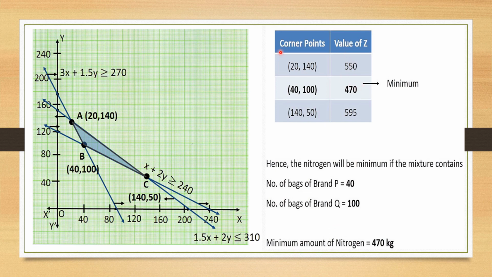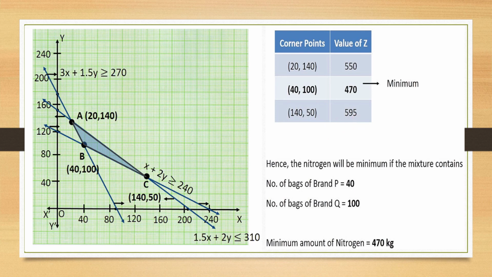Dear students, please pay attention to this table, as in question number 9 we need to maximize the amount of nitrogen for the same question. So from this table we can just conclude the answer. The maximum will be at this point, 140, 50, and the value is 595 kg.